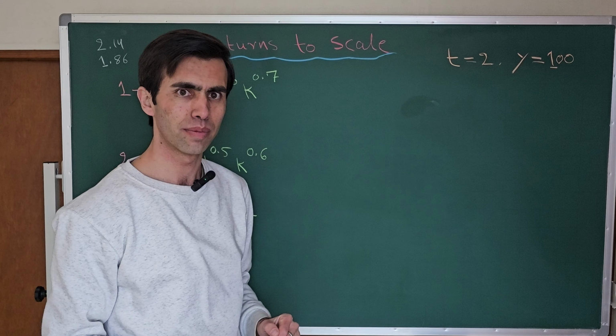We are given three different Cobb-Douglas production functions. The first one: y equals L to the power of 0.3 times K to the power of 0.7. Second one: y equals L to the power of 0.5 times K to the power of 0.6. And the third one: y equals L to the power of 0.4 and K to the power of 0.5. Let's assume that we are going to scale up each of these Cobb-Douglas production functions by a scale of t equal to 2, and assume that our initial output level is equal to 100.